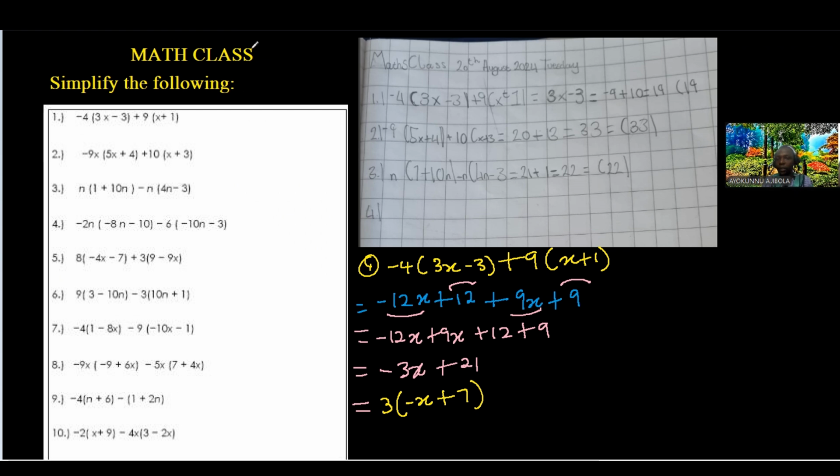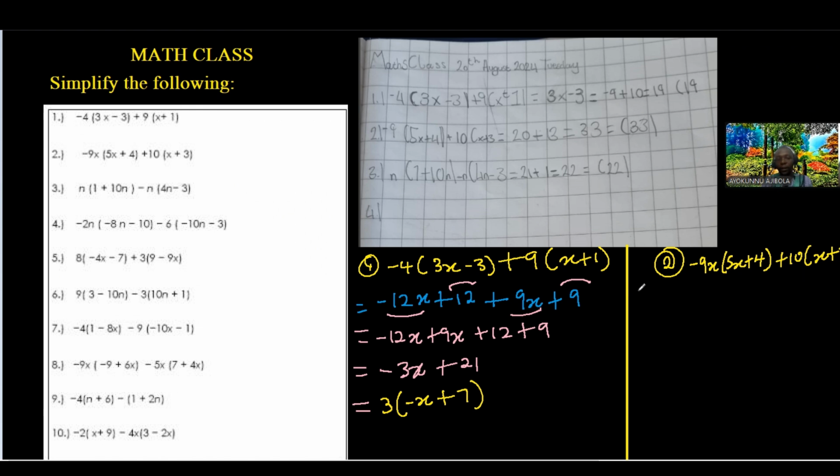Let's look at number 2. Number 2 says this. I want to read this page. We have negative 9x into 5x plus 4, plus 10 into x plus 3.